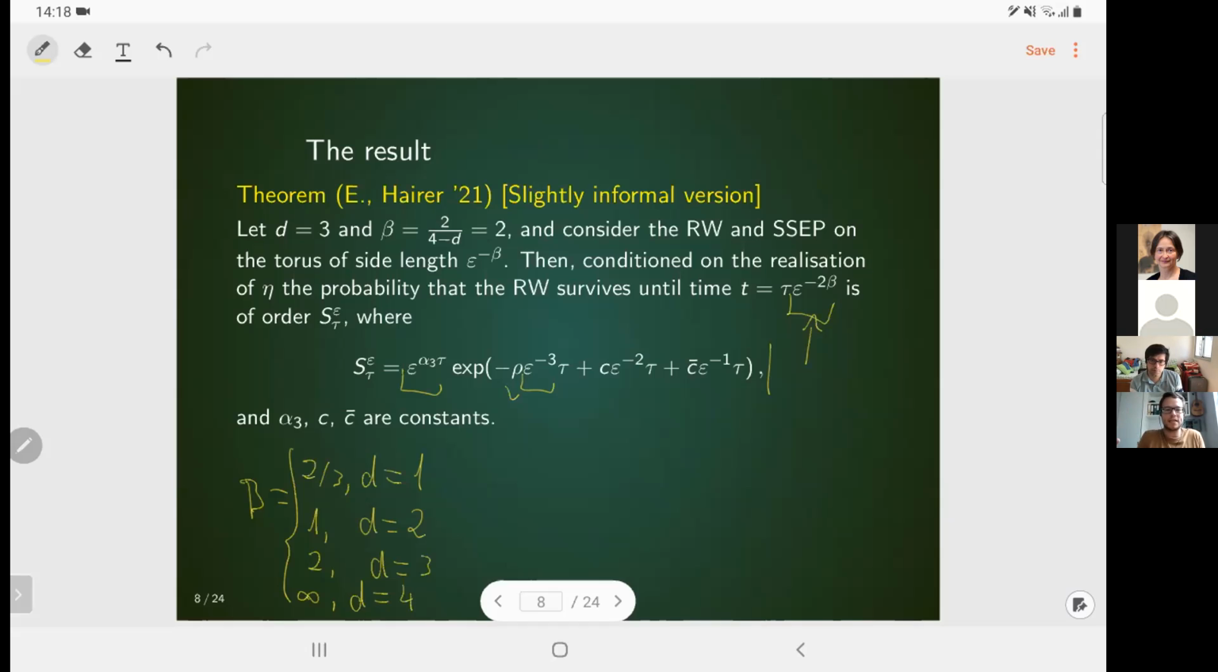And this makes perfect sense, right? The higher the dimension, the more flexibility the random walk has to escape from the exclusion particles, right? Whereas the lower the dimension, there's often not much escape.